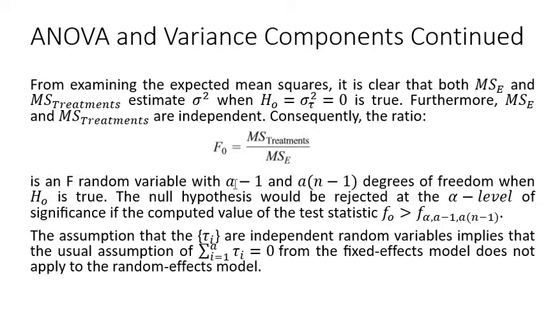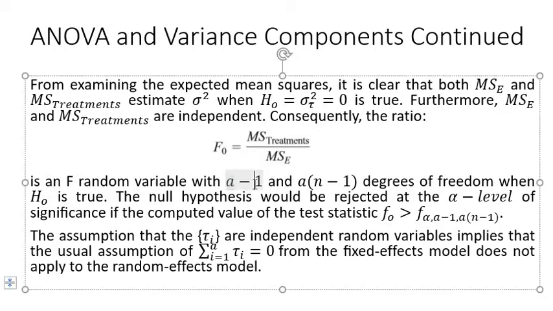What is a again? a is the number of levels of the treatment or the factor, and n is the number of observations or the sample size. So when H0 is true, the null hypothesis would be rejected if, at a given alpha level of significance, the value we computed here is greater than the tabular value. So we will reject H0 if that's the case.